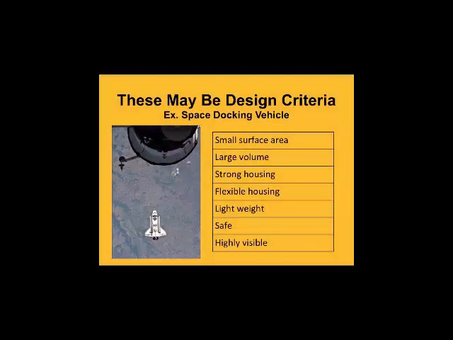Here's an example of a list of design criteria, for a space docking vehicle: small surface area, large volume, strong housing, flexible housing, lightweight, safe, and highly visible. These might be design criteria. Let's assume they're design criteria for a space vehicle. There would be a lot more design criteria, obviously, for a space docking vehicle, but we'll just pick these.